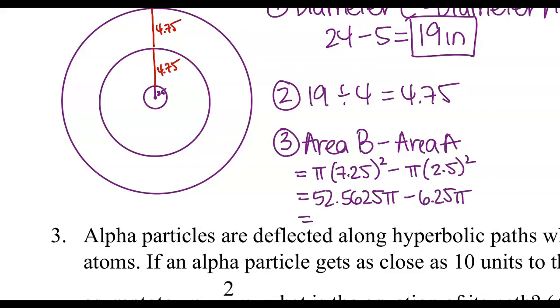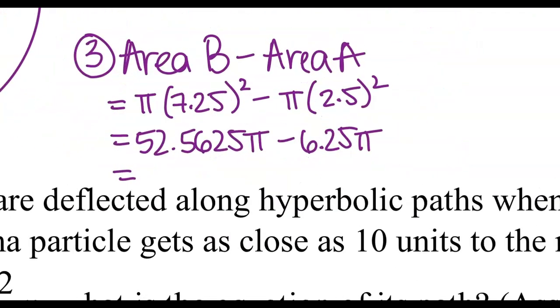So this is what you should have gotten for each of your areas, for area B and area A. All we're going to do now is subtract. I'm going to write my answer in 2 ways. I'm going to write it in terms of pi, and I'm going to write it as a decimal as well. So if I was to write it in terms of pi, you would have 46.3125 pi.